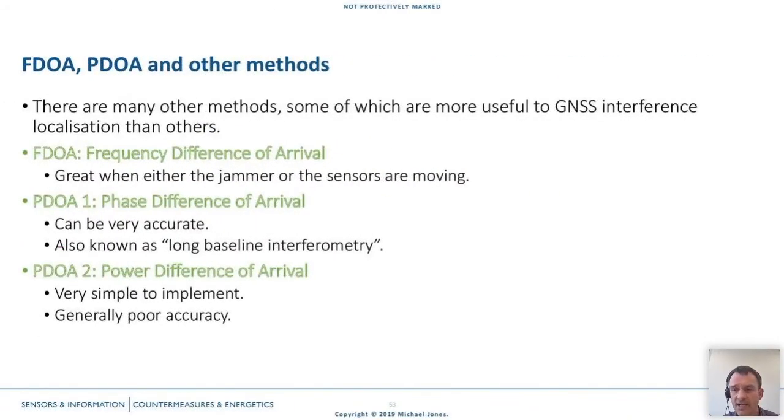Just very briefly, there are some other techniques which are out of scope of this short presentation, but things like frequency difference of arrival, that's a really good one where you can exploit Doppler shift, which is really good if you happen to have a jammer that's moving, or if your sensors themselves are moving, and you might be sensing from an aircraft, for example. Others are PDOA, and there are two different definitions of PDOA. The correct one is phase difference of arrival, which is also known as long baseline interferometry, which can be very, very accurate indeed. The other is power difference of arrival, which is basically looking at the differences in received power signal strength at different sensors, which is very easy to do, but generally quite poor accuracy. But by combining all of these, you can get a better geolocation.